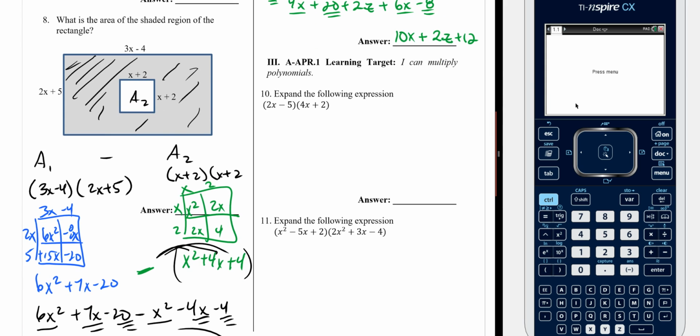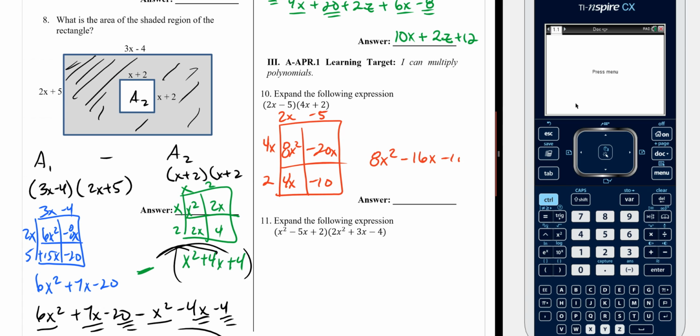Number 10, expand the expression. To do that, we're going to use the box method just like we did on number 8. Just because it takes up the least amount of space. You can always use FOIL or distributive property, whichever method you choose. So I get 8x squared minus 20x, 4x, negative 10, and that's going to leave me with 8x squared minus 16x minus 10.